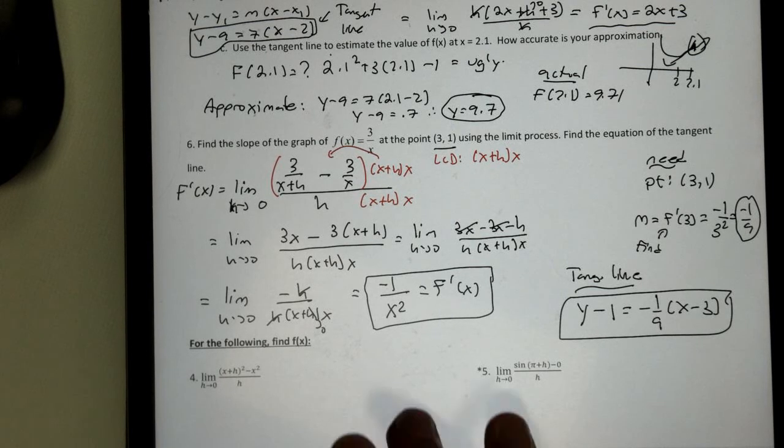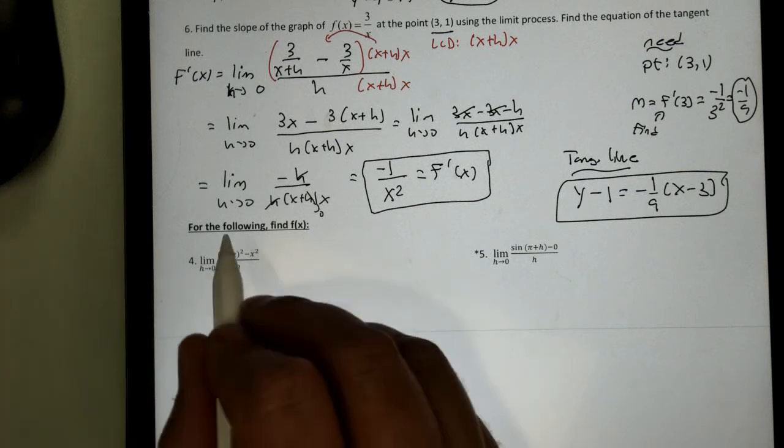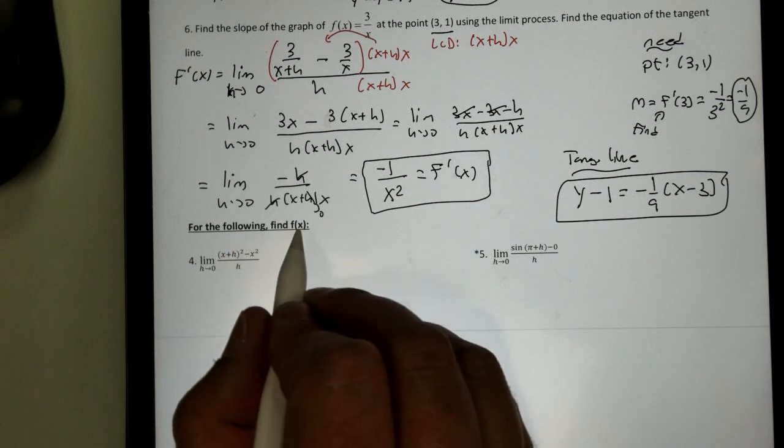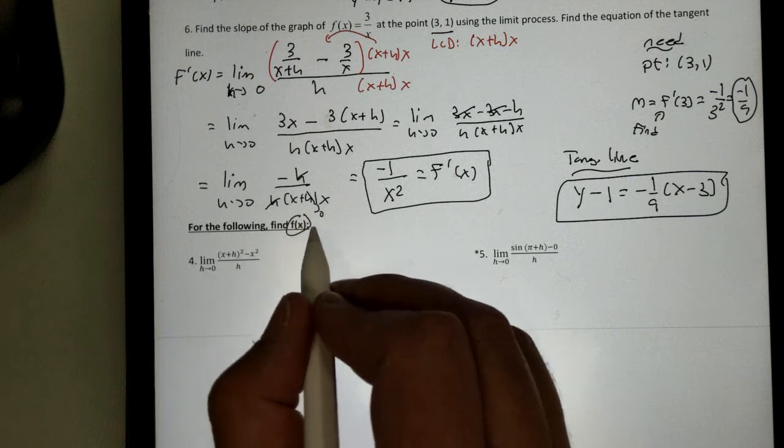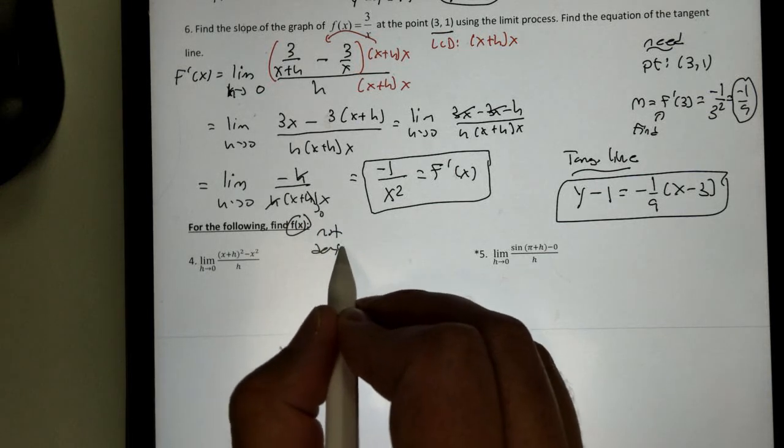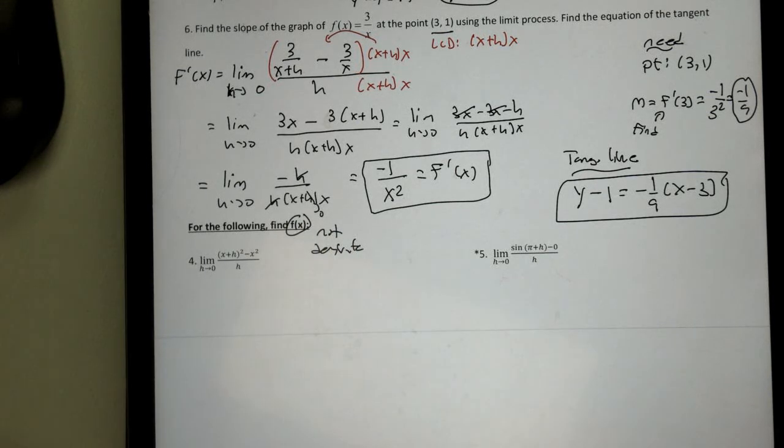All right. Here's a really cool question. Now, this is always a tricky one. For the following, we want to find f of x. Notice, not the derivative. Don't do any work on this one. We just want to know what the original function is.